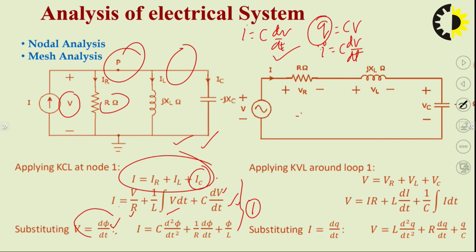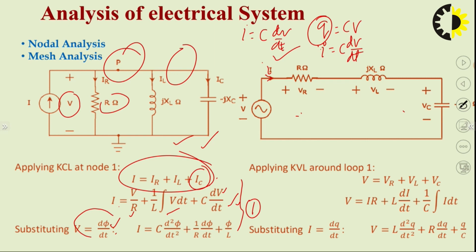Now, you can see here these elements are connected in series. So, the current flowing through each element will be the same. Suppose the current flowing through this branch is I. So, what will be the voltage? V is equal to the voltage across this element, plus the voltage across this element, plus the voltage across this element. So, what will I get? V = VR + VL + VC.